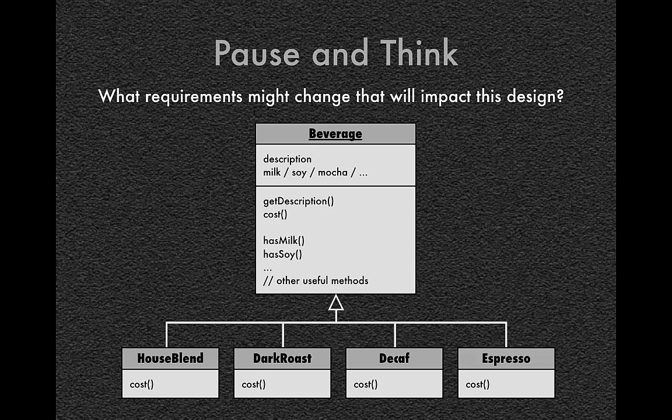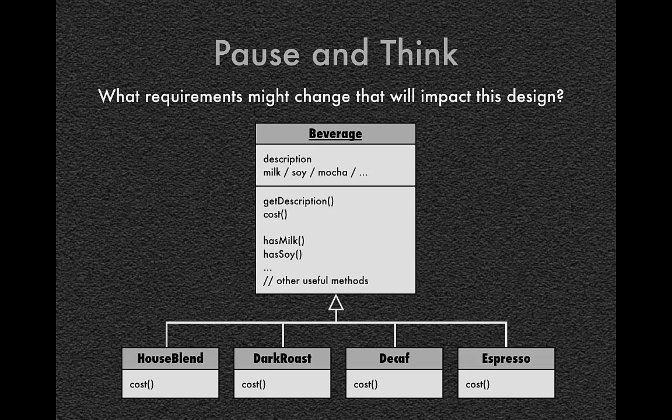Ready? Here are some potential problems with this design as given by the book. First, price changes for condiments will certainly force us to alter existing code. If we double the price of milk, we have to change the cost method in the abstract class beverage. That's where the prices are kept.